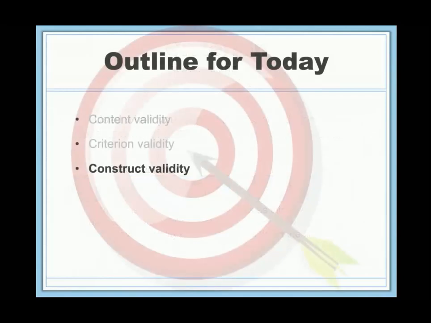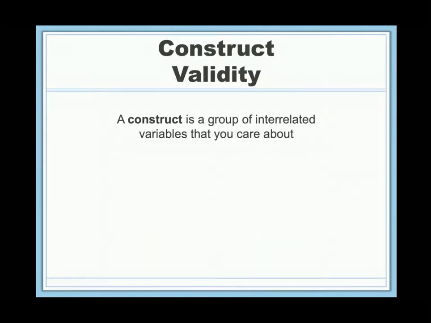So we're going to end by talking about construct validity. I'll note, by the way, that these three forms of validity are by no means all-inclusive. There are others like face validity, and there's lots of others, but these are by far the most common, I would say. So this is what I'm focusing on here. But before I get to construct validity, I have to take just a second or two to define what a construct is. So in psychology, a construct is a group of interrelated variables that you care about.